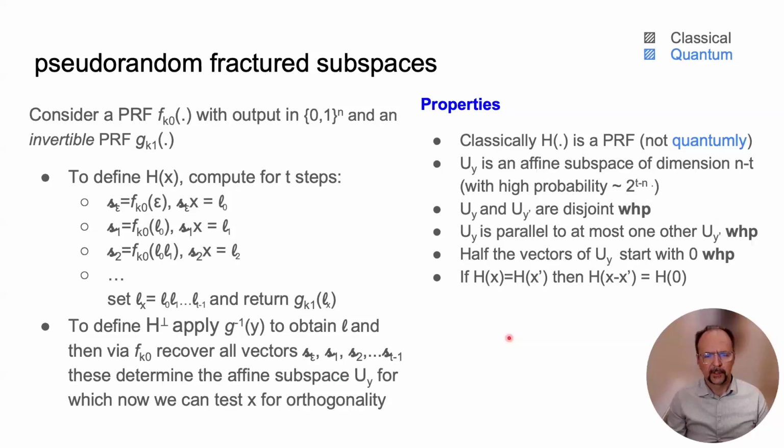The dimension of the affine subspaces is high with high probability. They're disjoint. They're mostly non-parallel, and they have a good split with respect to the first bit, as we want. And they have fairly structured collisions. So in particular, if we have a collision x and x prime, then the difference of these two values is a pre-image of 0.